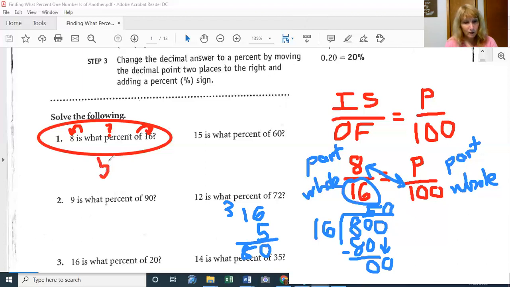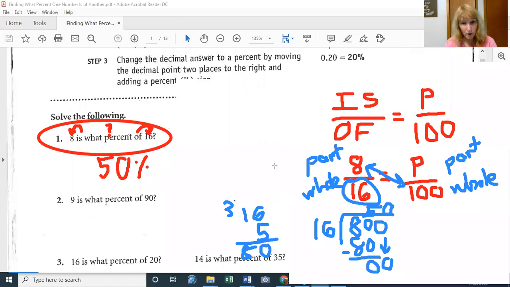Now, that's all well and good, but there is a little bit easier method, just reducing the fraction before you cross multiply and divide. If you notice, 8 over 16 can be reduced before you even start cross multiplying and dividing. So we'll set it up as 8 over 16 equals P over 100 again. But now let's reduce 8/16 before we even start.